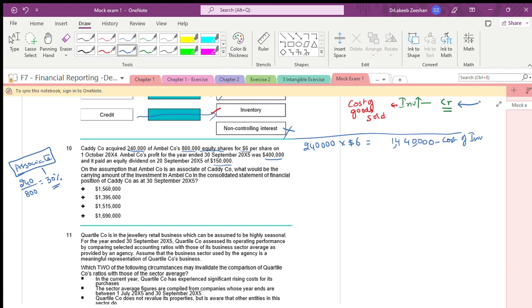How much do they have? 140. Now, how much is the profit? 400,000. How much is the dividends? 150. On the assumption that Amble is an associate of Caddy company, what would be the carrying amount of investments in the consolidated financial statements? We will take this as the cost. One minute, I will write neatly. One second.